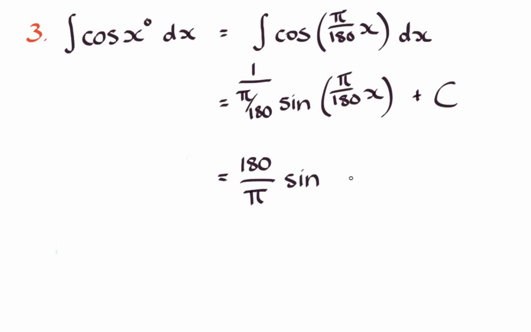And then here we could keep it in radians if we wanted, but the original question was given to us in degrees. So since pi on 180 times x is just x degrees, let's turn it back to x degrees now. And there is our final answer for example 3.